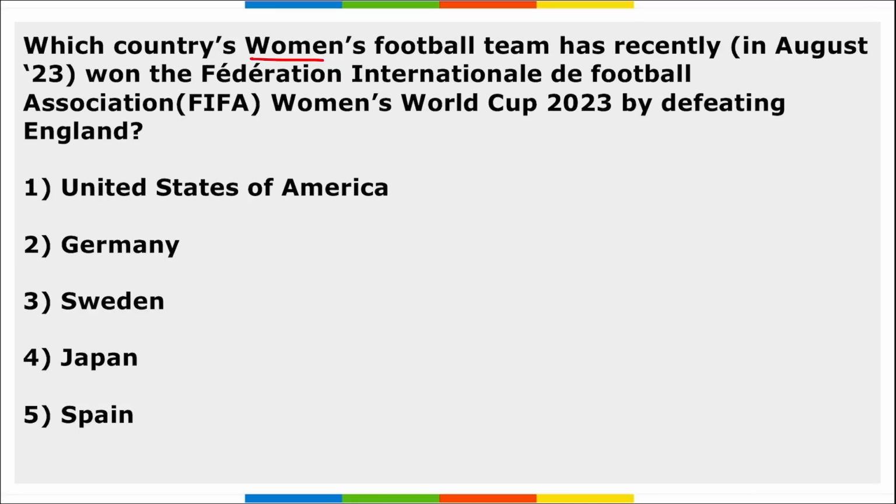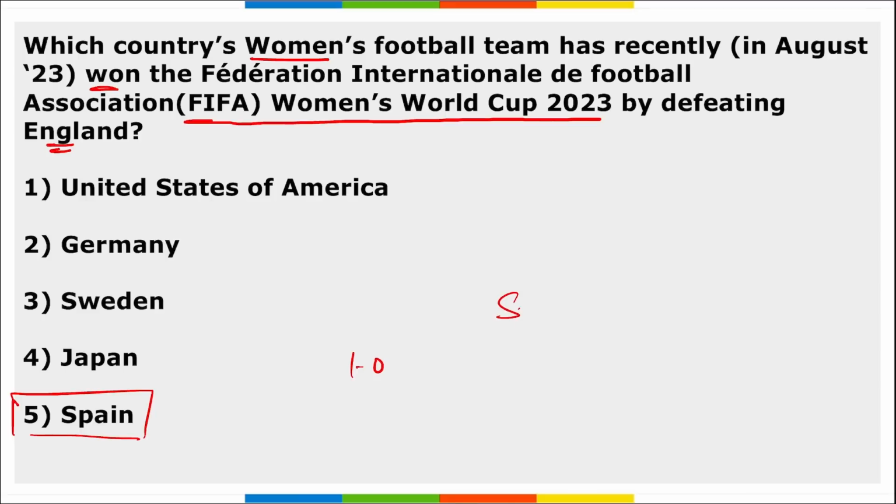Next, which country's women's football team has recently won the FIFA Women's World Cup 2023 by defeating England? It was Spain, right? So Spain's women's team defeated England in the final 1-0, and they have won the FIFA World Cup 2023. This marks Spain's first title at the senior level, and they won the first Under-20 FIFA World Cup in 2022 and two Under-17 FIFA World Cups in 2018 and 2022 respectively.